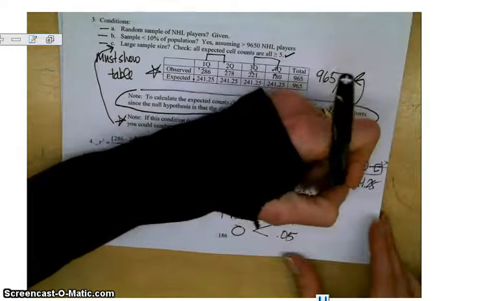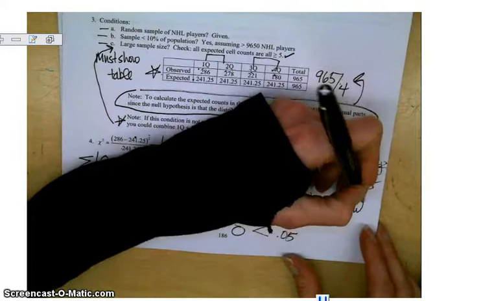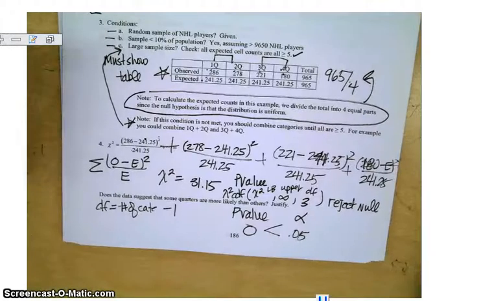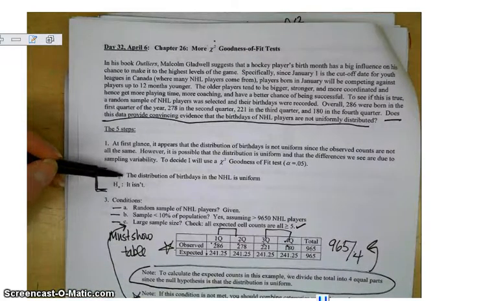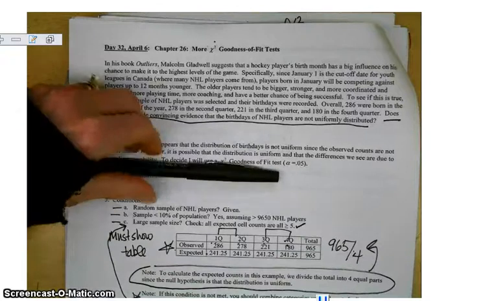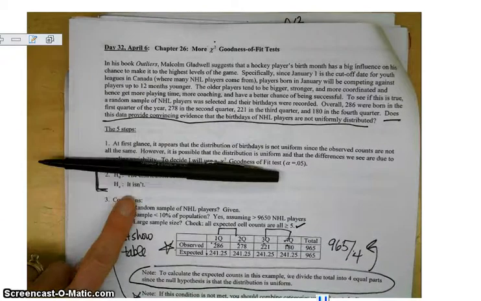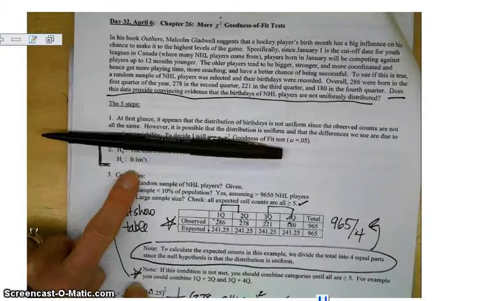Now, reject the null. If you just write reject the null, though, you're not going to get any credit. What does that mean? What did we decide? So let's go to our null. The null says the distribution of birthdays in the NHL is uniform. We are rejecting that. So it isn't. Meaning the distribution of birthdays in the NHL is not uniformly distributed.